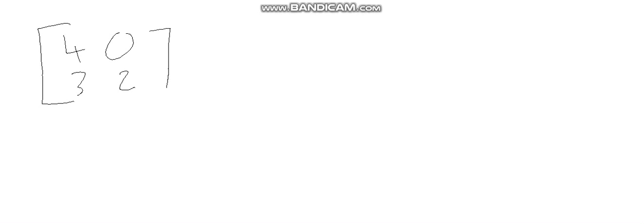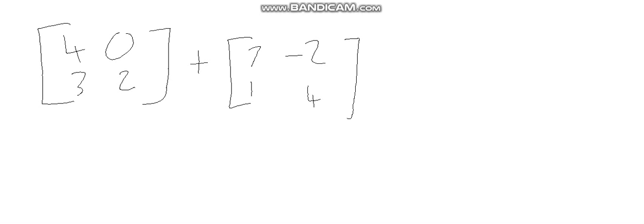Now let's go ahead and create two 2 by 2 matrices. So the first one we have here is 4 0 3 2, and we'll be adding that to 7 -2 1 4. Now, to add or subtract a matrix is very simple. You just add the terms that are in corresponding positions.